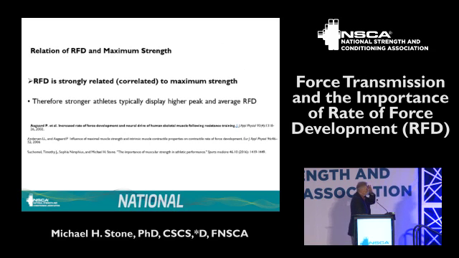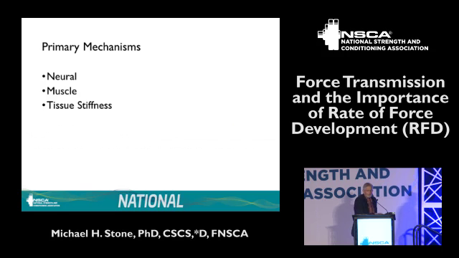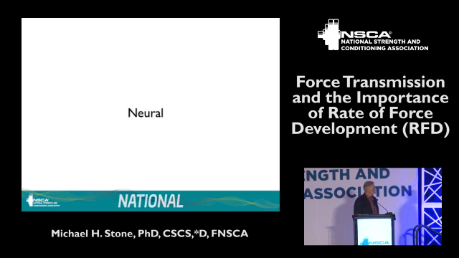Now, we know, as we just said, that rate of force development is strongly related to maximum strength, and we'll talk about that more later. And so stronger athletes are typically going to show higher peak and average rates of force development. There are three primary mechanisms that we're going to discuss here today: the nervous system, the muscle itself, and a little bit about tissue stiffness. So we'll first talk about the nervous system.